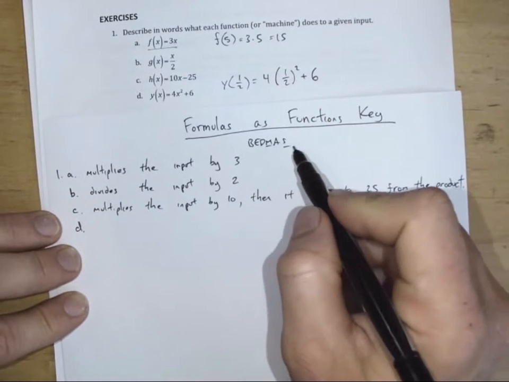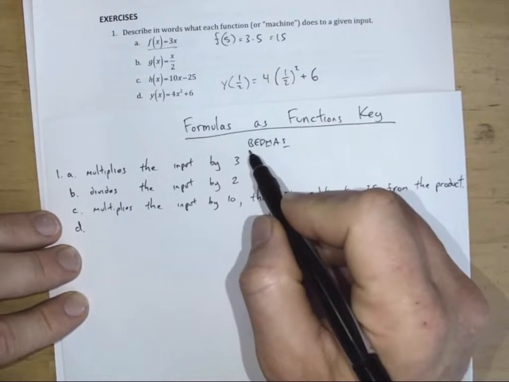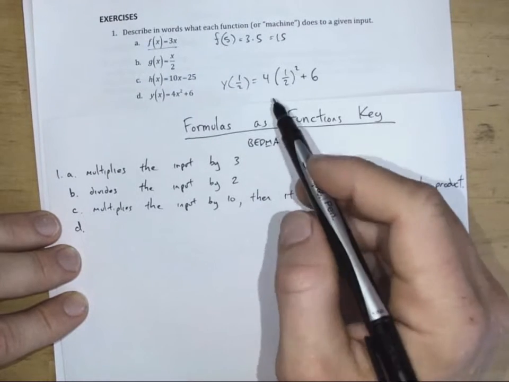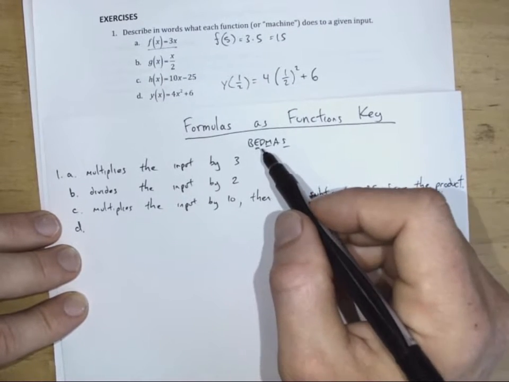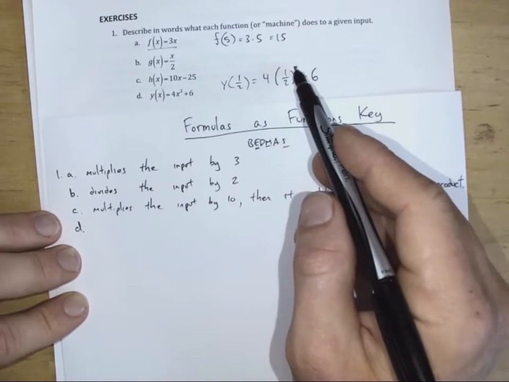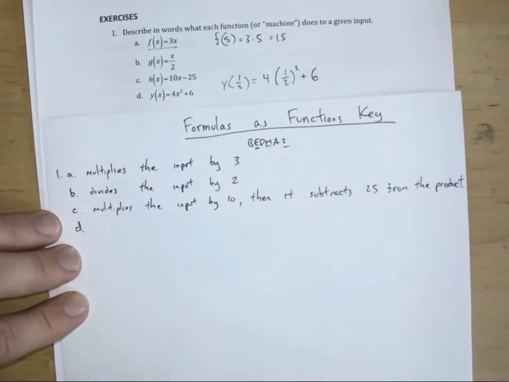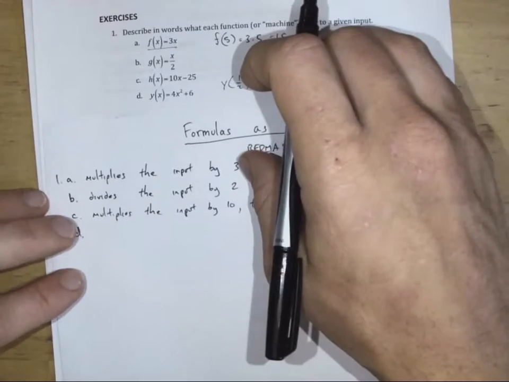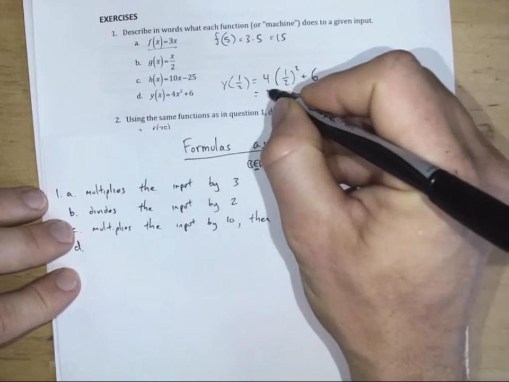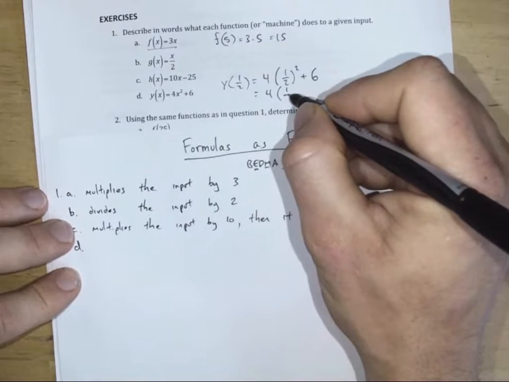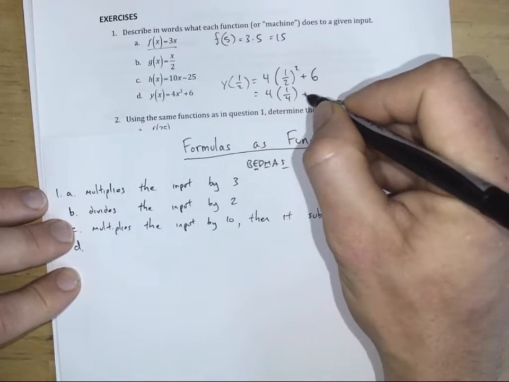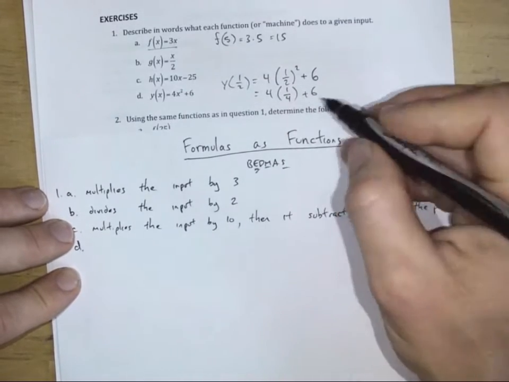Again, following BEDMAS is going to become really important. We have brackets, but there's nothing we can resolve within them, so we move on to the exponent step. The exponent step says we've got to square 1/2, meaning 1/2 times 1/2. So the next line might look like 4 times 1/2 times a half. Half of a half is a quarter. Okay, that's the exponent step done.